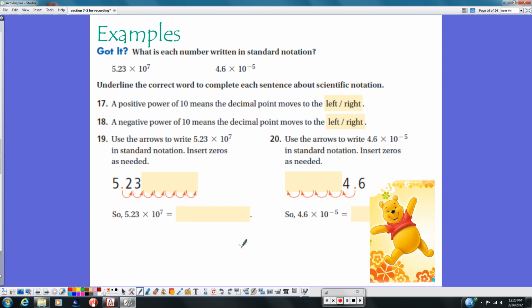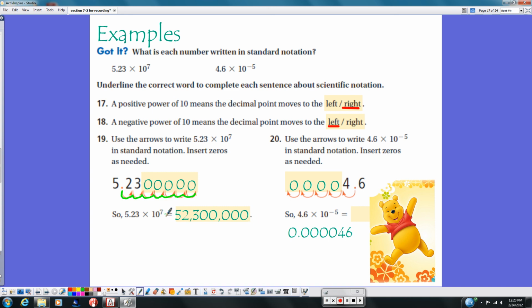Let's take a look at these two examples, going from scientific notation to standard form. So first of all, a positive power means we're going to move to the right, and a negative power means we're going to move to the left. So, in this first one, we're going to take our decimal point and we're going to move it 7 places. 1, 2, 3, 4, 5, 6, 7. And you don't really need the decimal point at the end, you can put it if you would like.